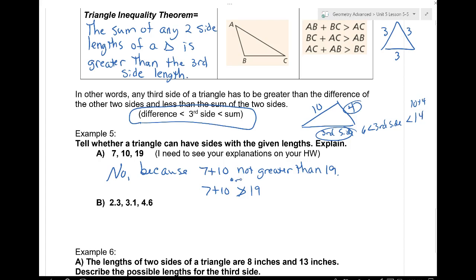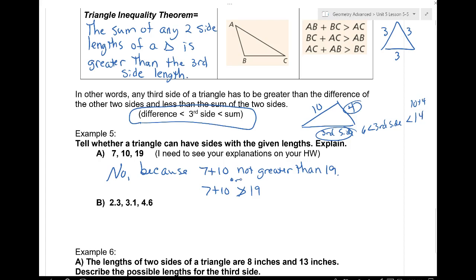You just have to show one. Remember, one counterexample and you win. So 7 plus 10 is not greater than 19. So no. Either this top one or the middle one would be a great explanation for me. Nothing fancier than that. How about the next one?